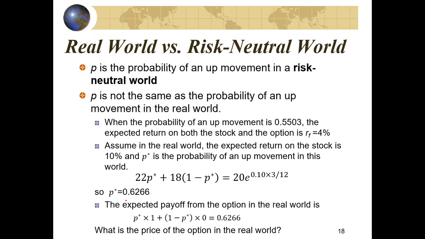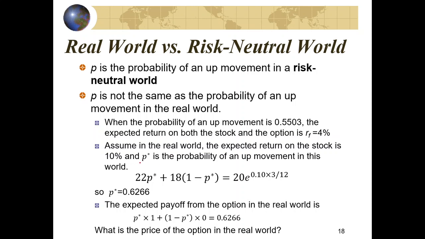Now, we want to discuss a little bit or make a comparison between the real world versus the risk neutral world. So P is the probability of an up movement in the risk neutral world, not in the real world. And it is not the same as the probability of an up movement in the real world. Now, when the probability of an up movement is 0.5503, the expected return on the stock and on the option is the risk-free rate. However, if we are in the real world, the expected return on the stock, let's assume that we were able to successfully find the expected return on the stock, and we found it's 10%.